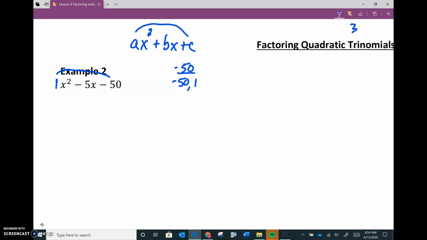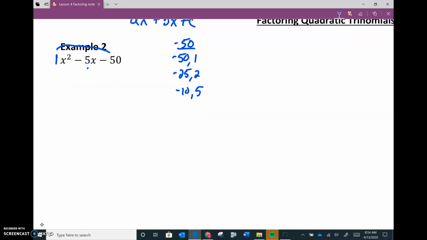So negative 50 times 1, obviously that does not add to negative 5. So other factors, negative 25 times 2. Those two do not add to negative 5. Other factors, how about negative 10 times 5? Those two do add to negative 5. Okay, so essentially what we do here when we find these factors is we split the middle term using negative 10x and a positive 5x. So now that gives us 4 terms.